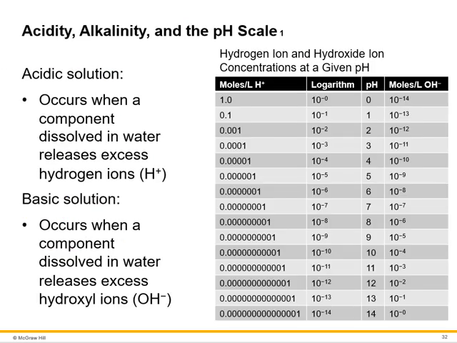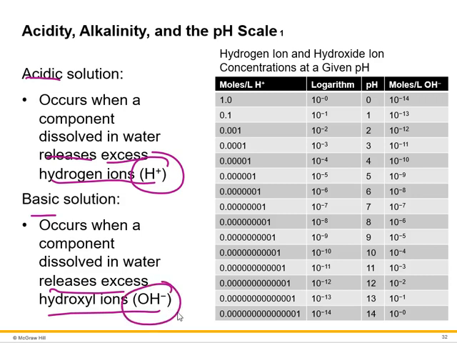So solutions can be measured by the concentration of hydrogen ions. An acidic solution, when it's dissolved in water, releases excess hydrogen ions. If it's a neutral solution, they have an equal amount of hydrogen and hydroxyl. But if you have an acidic solution, they have excess hydrogen, and basic solutions will release excess hydroxyl ions. Again, like we were talking about with electrolytes, they release ions into solution, and acids will release hydrogen, and bases will release hydroxyl.